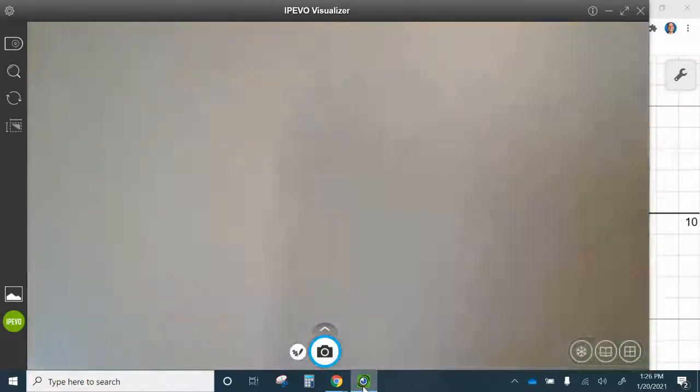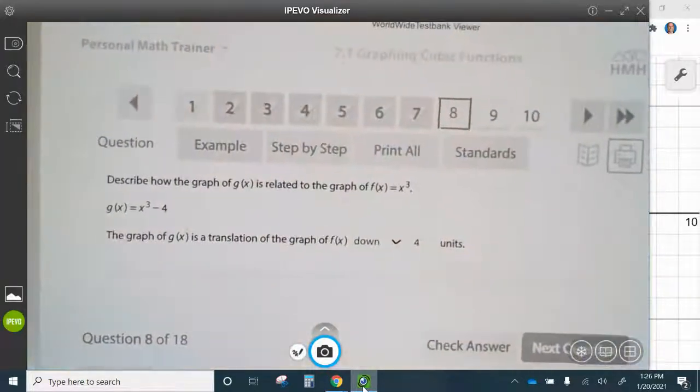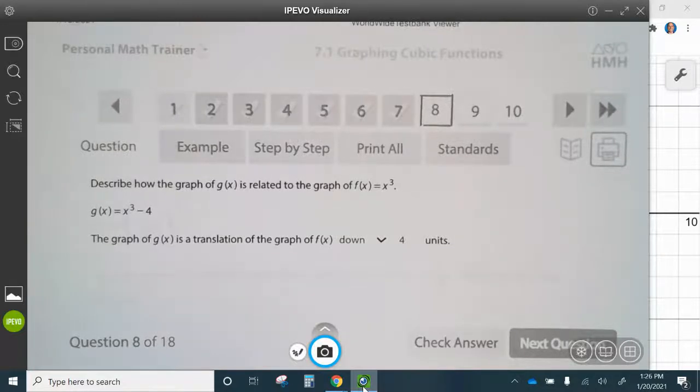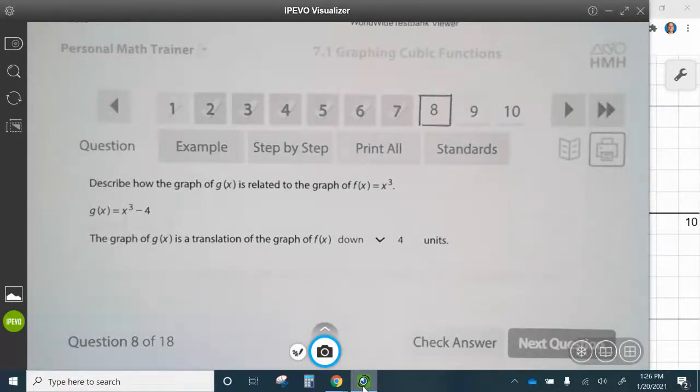Let's take a look at question number 8. Describe how the graph of g of x is related to the graph of f of x equals x cubed. G of x equals x cubed minus 4. The graph of g of x is a translation of the graph of f of x down 4 units.